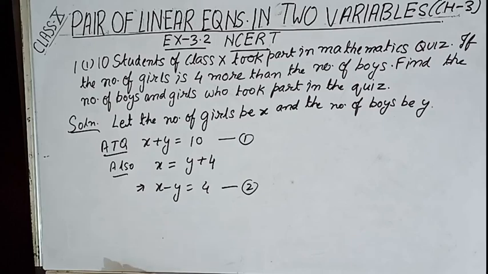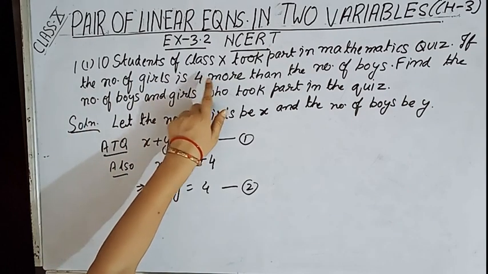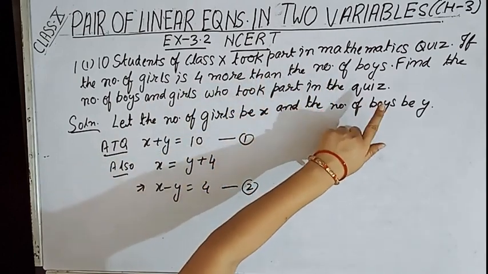After doing exercise 3.1, let us proceed to exercise 3.2 of NCERT. Now question number 1 is saying that form the algebraic equations for the given statements and hence solve it graphically. So subpart number 1, the statement is given as: 10 students of class 10 took part in a mathematics quiz.